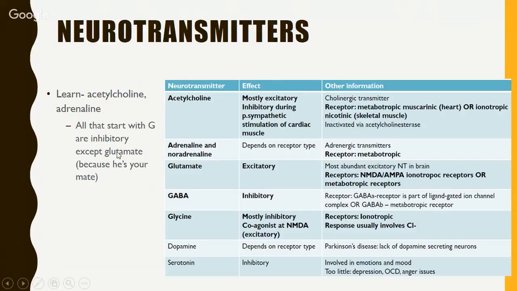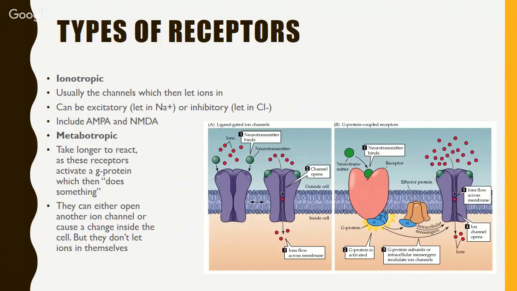But for the rest, all of them that start with G are inhibitory except glutamate, and that's because glutamate is your mate, and he is excitatory. Also, dopamine is inhibitory, and serotonin is inhibitory, but hopefully you know that just from depression and stuff. There's a lot of serotonin stuff. So should you learn this? Probably not if you're just trying to pass, but it's good to look over it if you're scared.